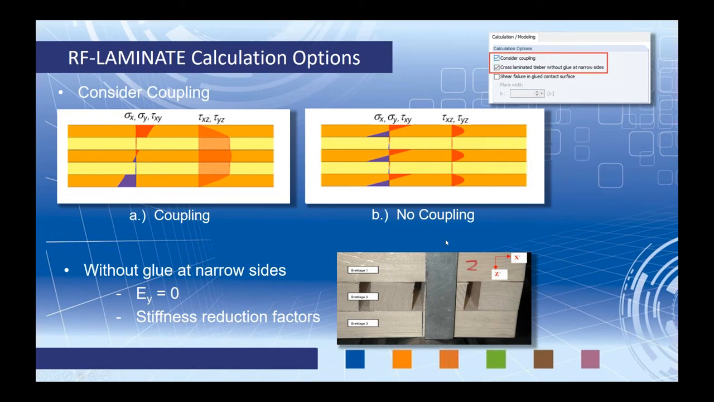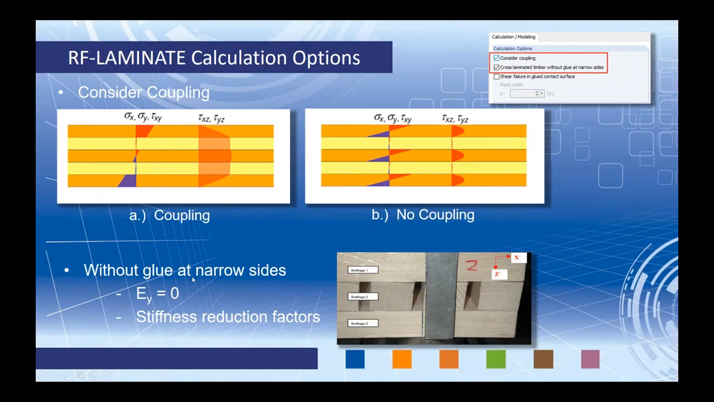Now, in turn, with no coupling, we now have really independent behavior for each individual layer. You can see how this stress distribution looks quite different. So that's why we make the assumption you probably want those layers glued, but if not, you can always uncheck this to consider the coupling.